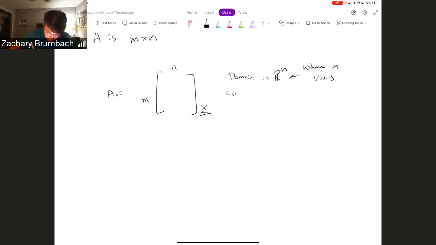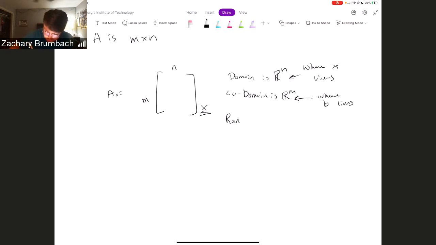Okay? Codomain is R to the m. Okay? This is where B lives. It's not the space that you can get to for B. It's not the column space. It is just, how many entries does B have? That is our codomain. Okay?